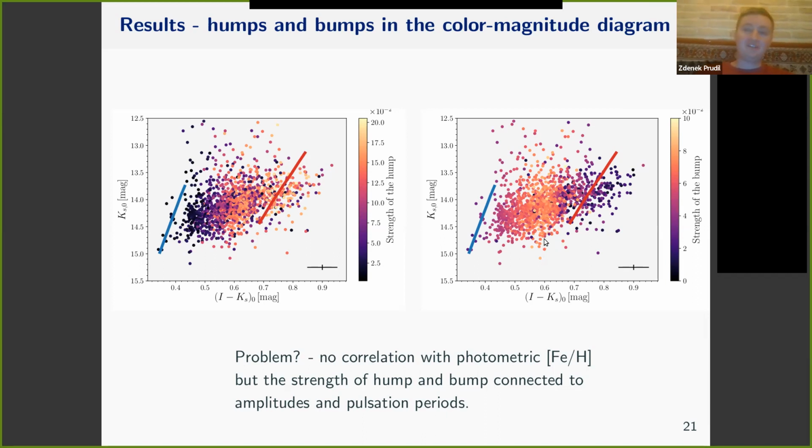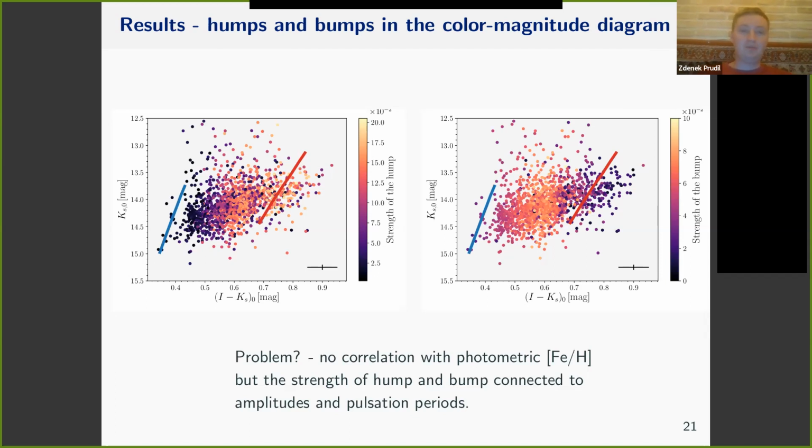For the bump, it's slightly reversed. We see that the stars with the most prominent bump are in the central region of the instability strip, and stars with a reasonable prominence of the bump are closer to the blue. While on the red side, we don't see that many stars with a very prominent bump.